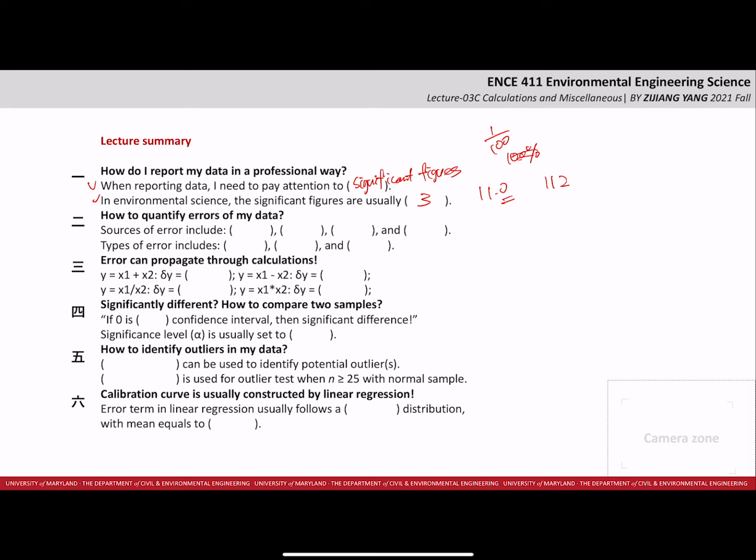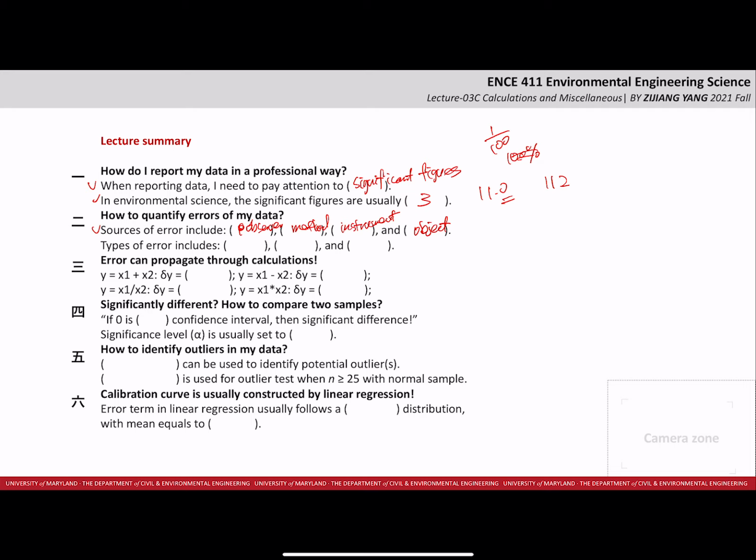And the second one is sources of errors. We have 4 sources. Do you guys remember? The observer, the method of measurement, the instrument, and the actual object.